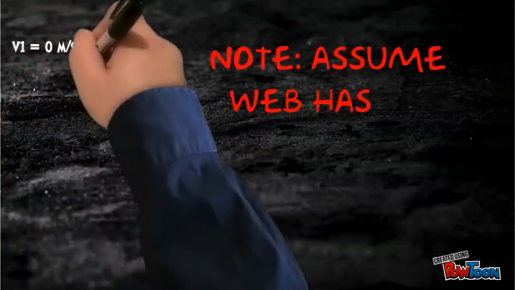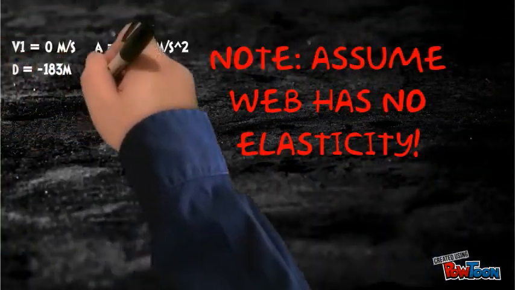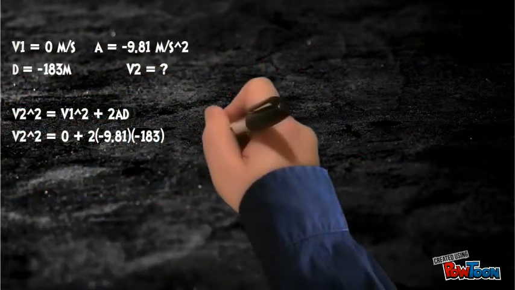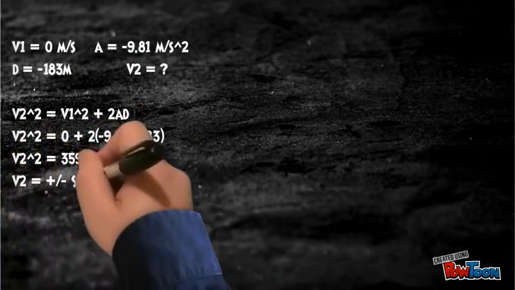To calculate V2, we can use the Big 5 equation. V2 squared is equal to V1 squared plus 2AD to get negative 59.9 meters per second as her velocity when Spider-Man catches her with his web.